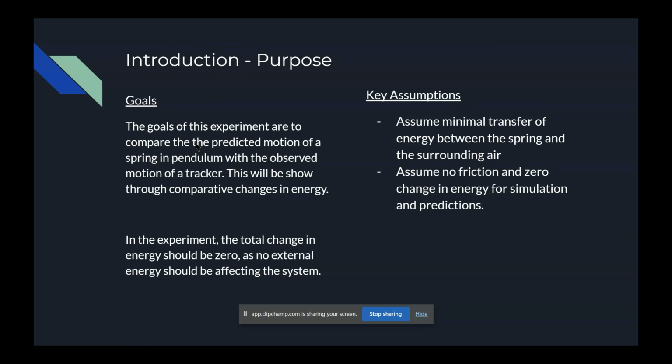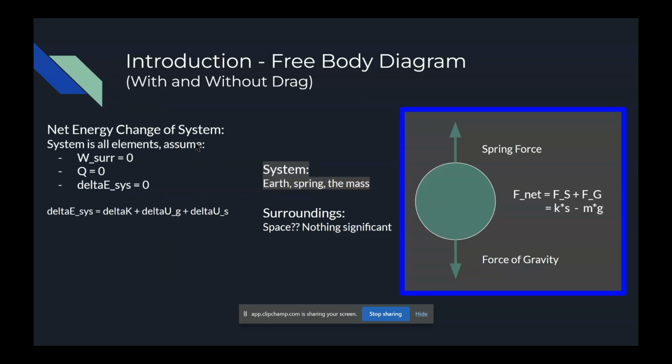So in our predicted motion, in our model, we're going to set it to 0, as no external energy should be affecting the system. So we're going to need to assume minimal transfer of energy between the spring and the surroundings in order to simulate this. So here we go. No work done by the surroundings, no exchange of thermal energy. The delta E is 0.